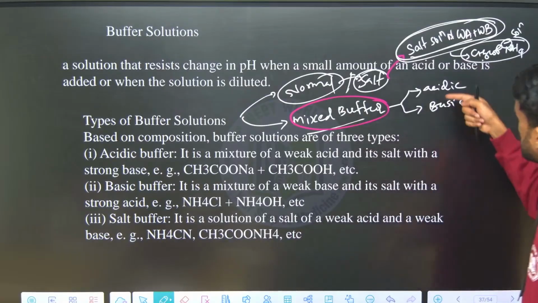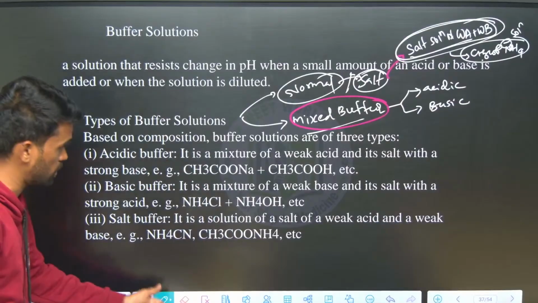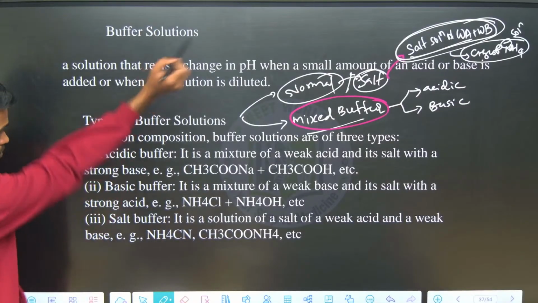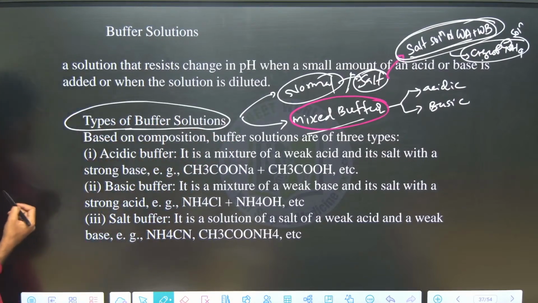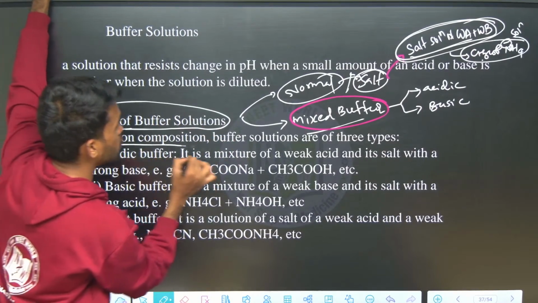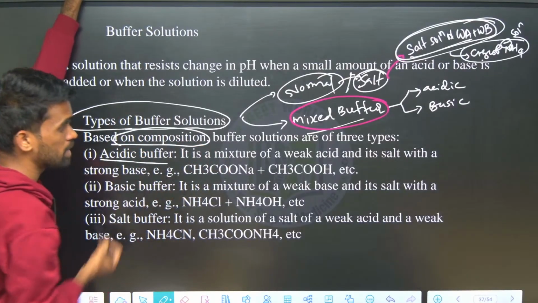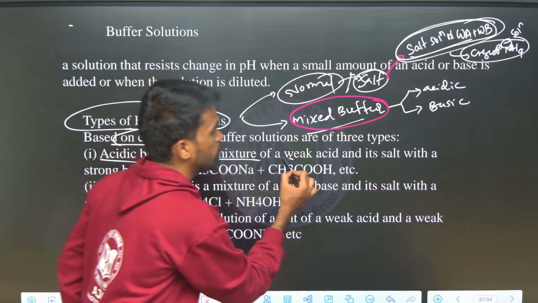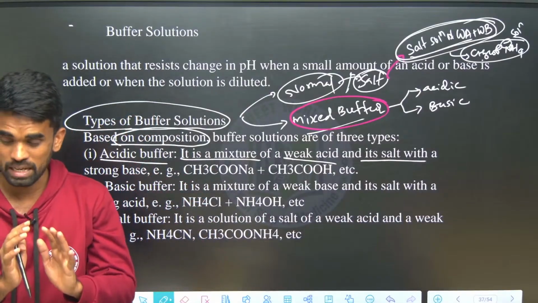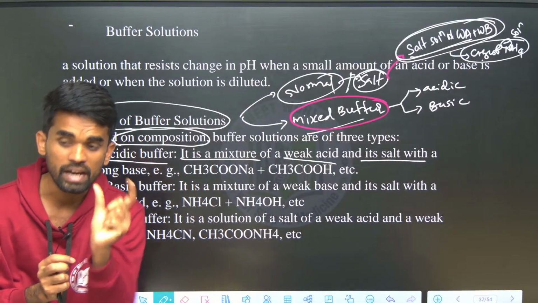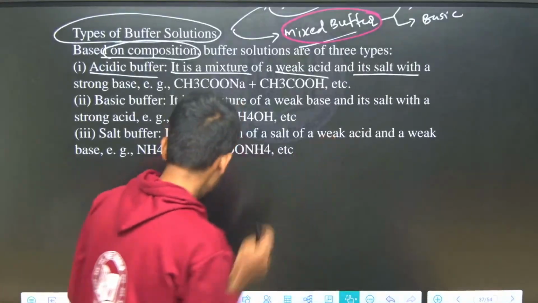Now what is the other thing I told you? Acidic buffer and basic buffer; look at them carefully. On what basis have we differentiated them? Types of buffer depend on composition. Look at the acidic buffer: it is a mixture of a weak acid and its salt with a strong base. Once again, a weak acid and its salt with a strong base. Look here, give me one example of a weak acid.